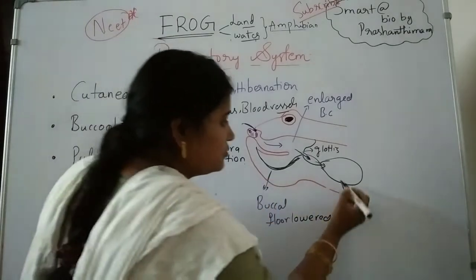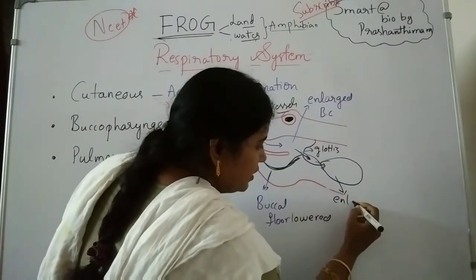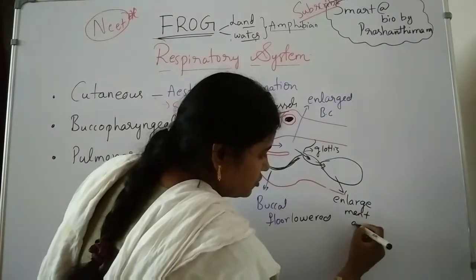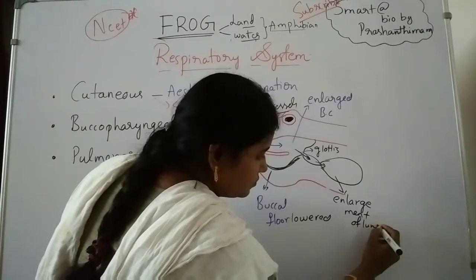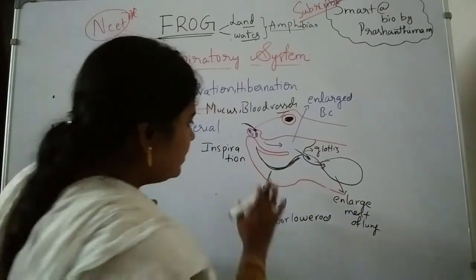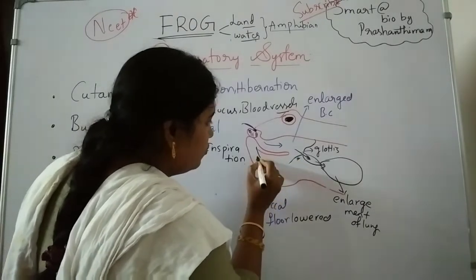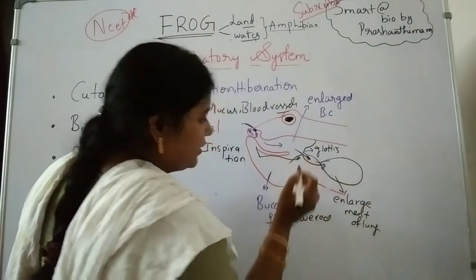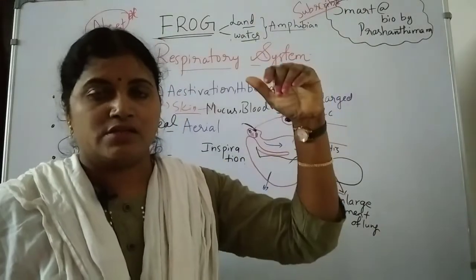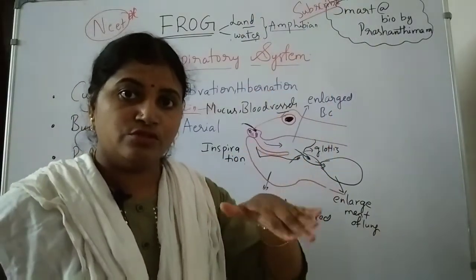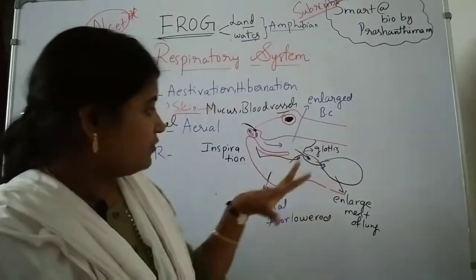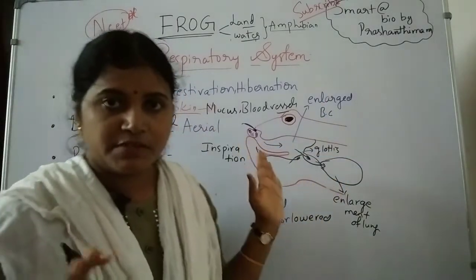So here what happens is enlargement of the lungs takes place. Enlargement of the lungs. When the air has gone into the lungs, then the buccal cavity floor is going to be flattened. It is going to be raised. So the buccopharyngeal cavity is raised after the inspiration. So that is the inspiration step.